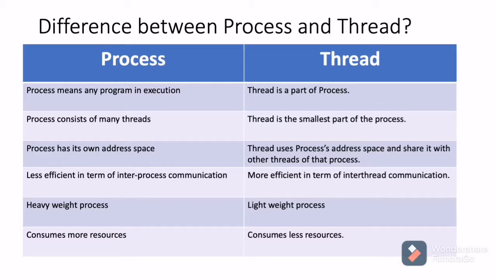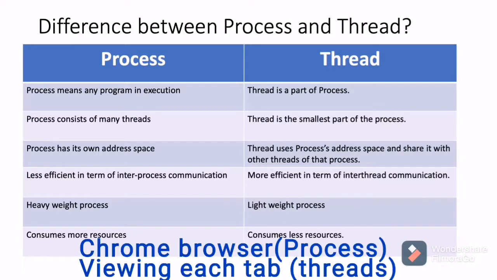Process is a heavyweight one, thread is a lightweight one. Process consumes more resources, whereas thread consumes fewer resources. Example for both of them: when we are opening a Chrome browser, that is a process, and inside that Chrome browser, when we are clicking on each new window and seeing some things, that is called a thread.